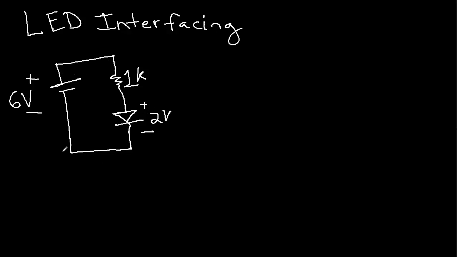So basically, this is the positive side and this is the negative side of the battery. The negative side is usually the ground, denoted by this symbol. So the problem in this case, we want to measure what is the current flowing through this circuit.